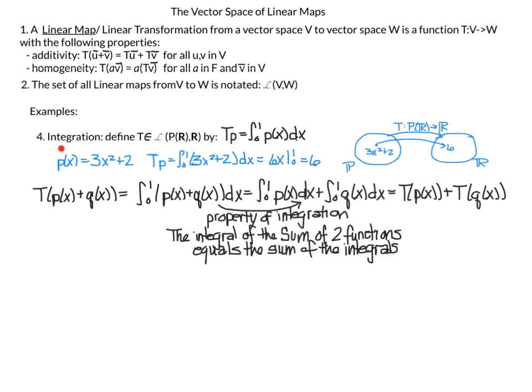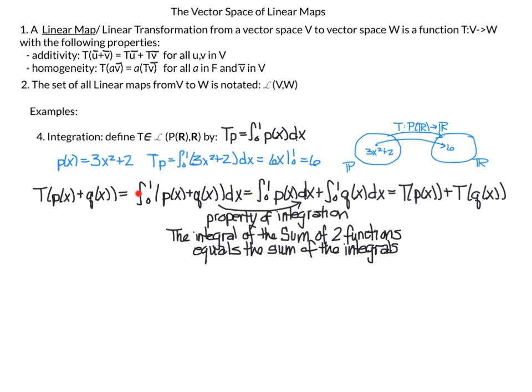To show this integration is linear, we have to show additivity and homogeneity. So we start with additivity by showing this transformation on polynomial p plus polynomial q. Well, first let's say that's equal to the integral from 0 to 1 of polynomial p plus polynomial q dx.